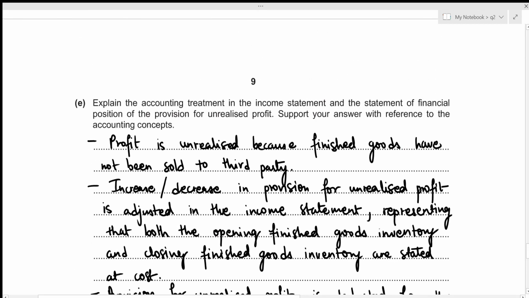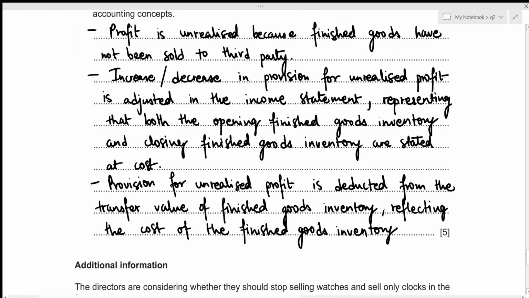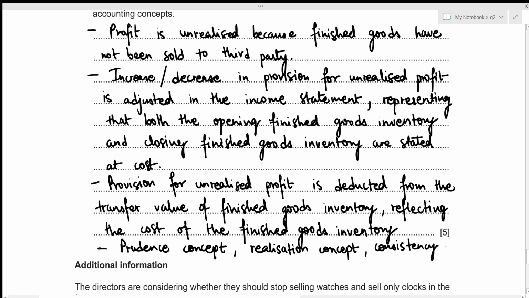And we were also told to refer to the accounting concepts, and these are in compliance with the prudence concept, realization concept, and the consistency concept. Let's write it down. Prudence concept, because prudence concept states that the profit should not be overstated, right? Then there is realization concept. Realization concept states that profit should be recorded once realized. And there is consistency concept, since we are to provide for the provision for unrealized profit every accounting period. Alright, so this concludes the fifth part of this question.